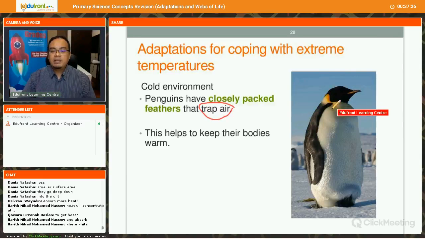So likewise for animals, the black color part helps them to trap heat. So that's why the back of the penguin tends to be facing the sun, so that it can trap as much heat as possible to keep the body warm during cold conditions.